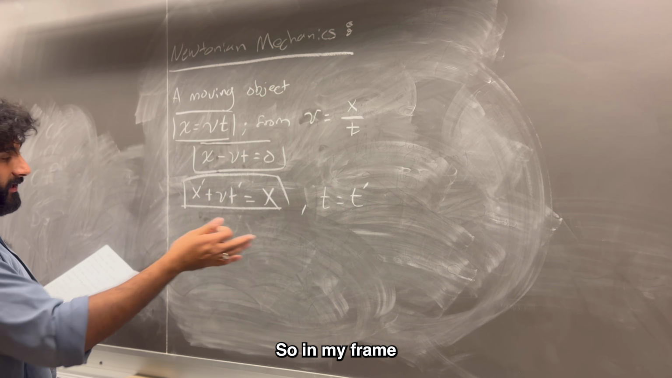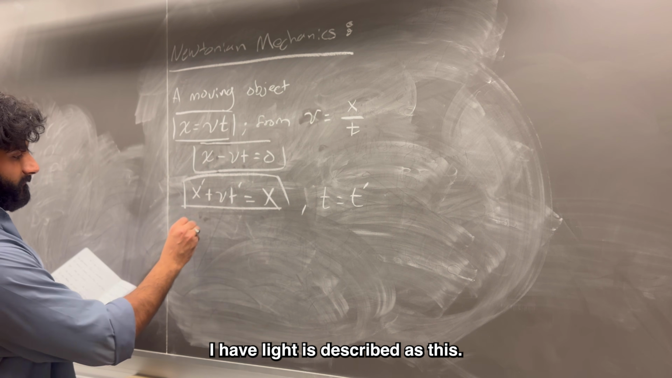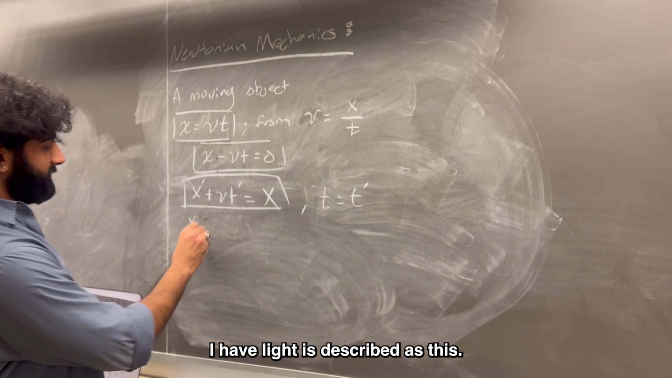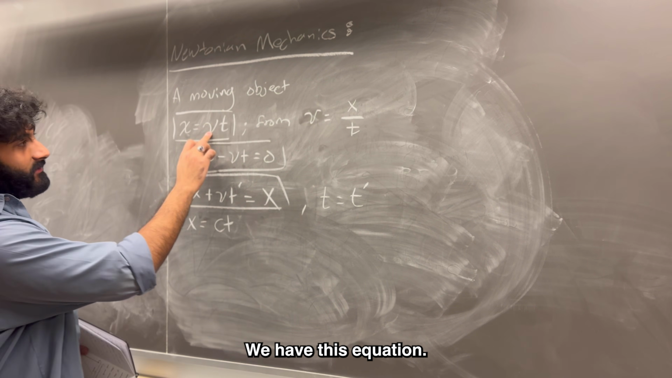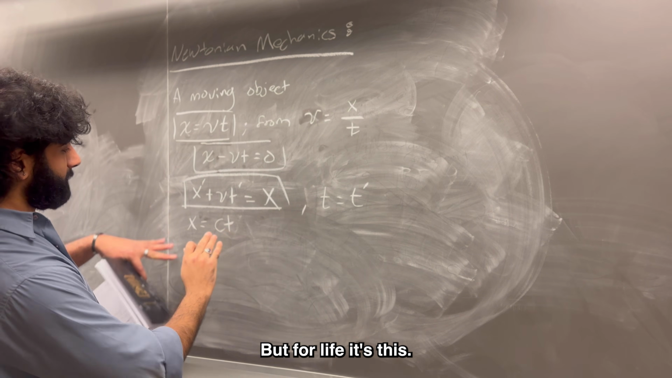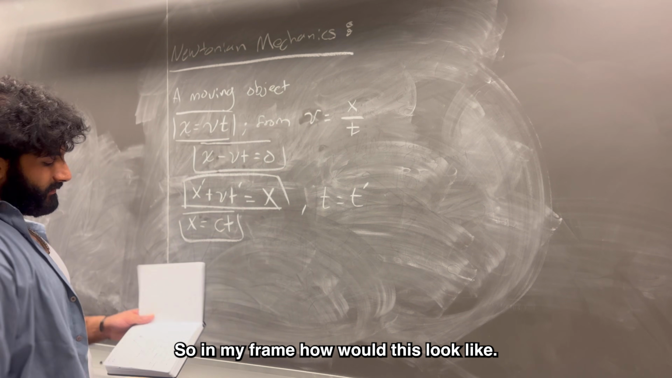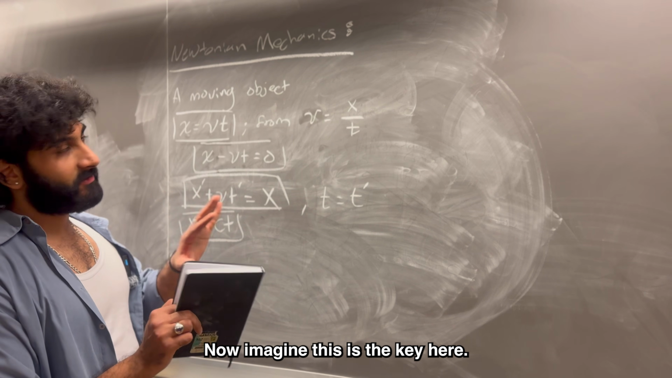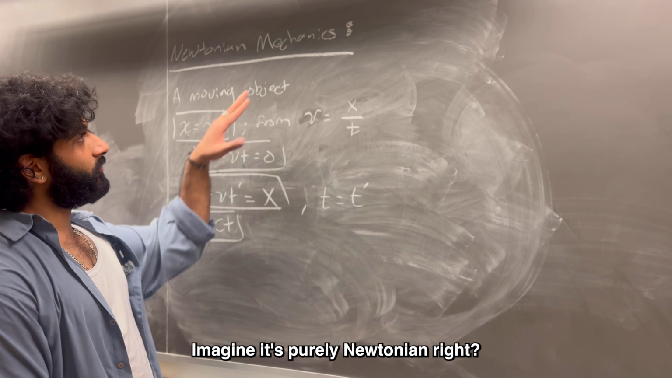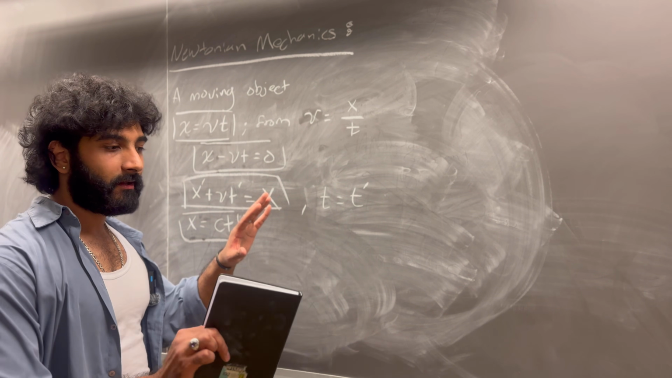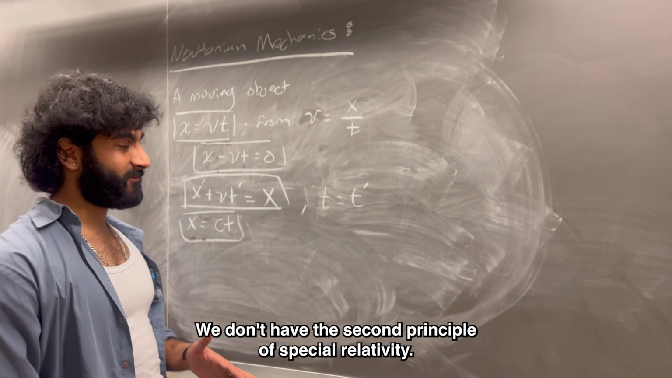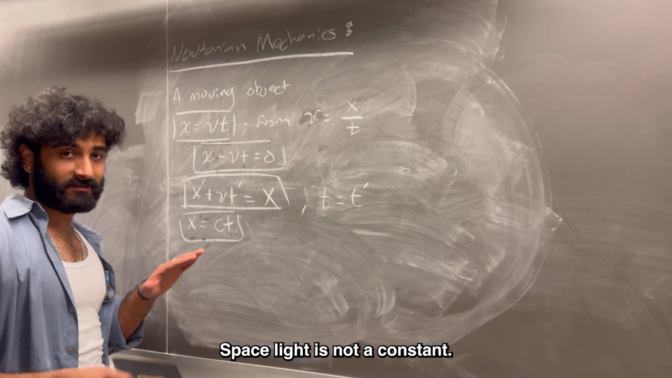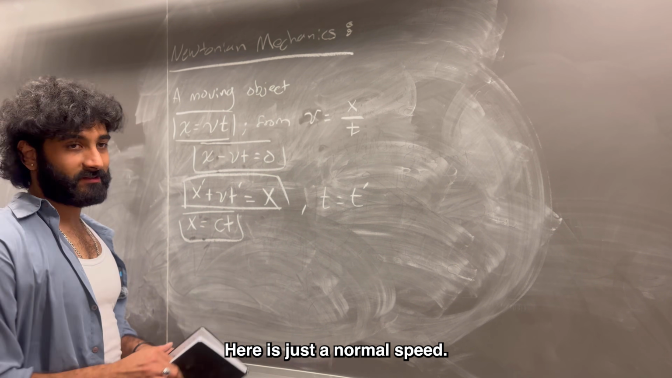So in my frame, I have light is described as this. We have this equation. This is for a normal moving object, but for light, it's this. So in my frame, how would this look like? Now imagine, this is the key here. Imagine it's purely Newtonian, right? We don't have the second principle of special relativity. Light is not a constant here. It's just a normal speed.